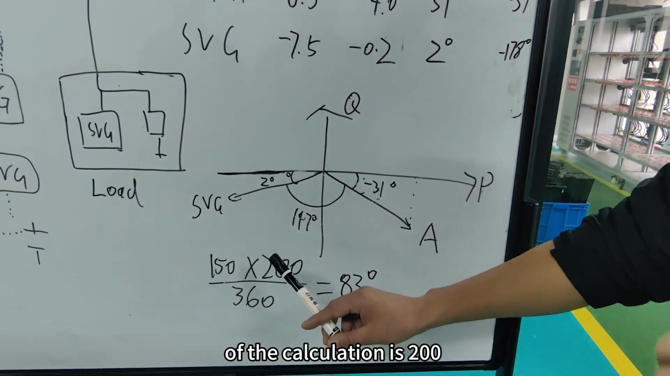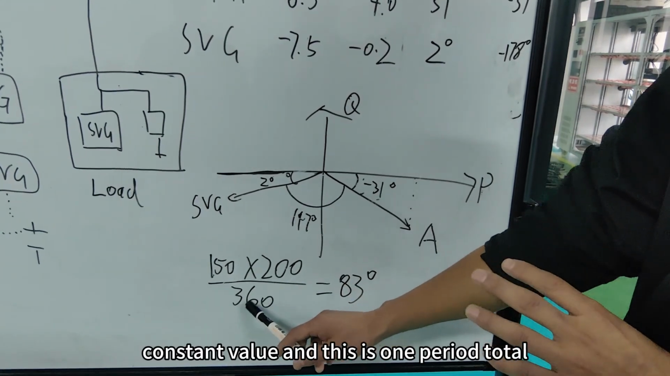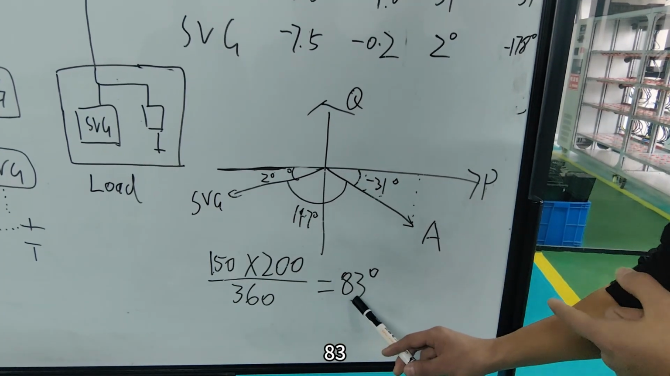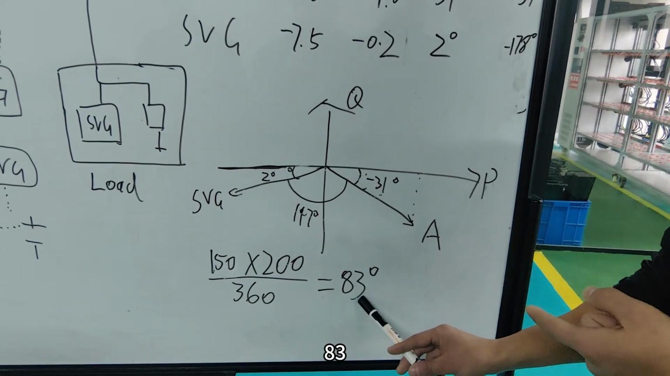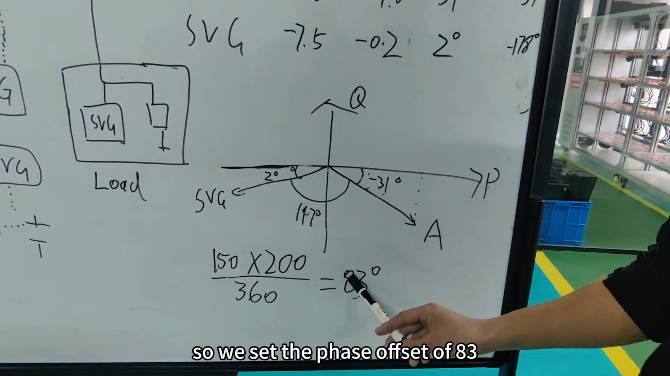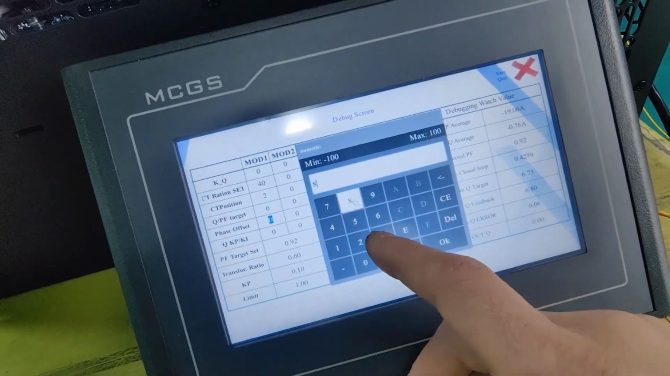The total number of calculation points is 200. This is a constant value, and this is the total for one period. So the number here is 83. So we set the phase offset to 83. Okay, here we set the phase offset to 83.